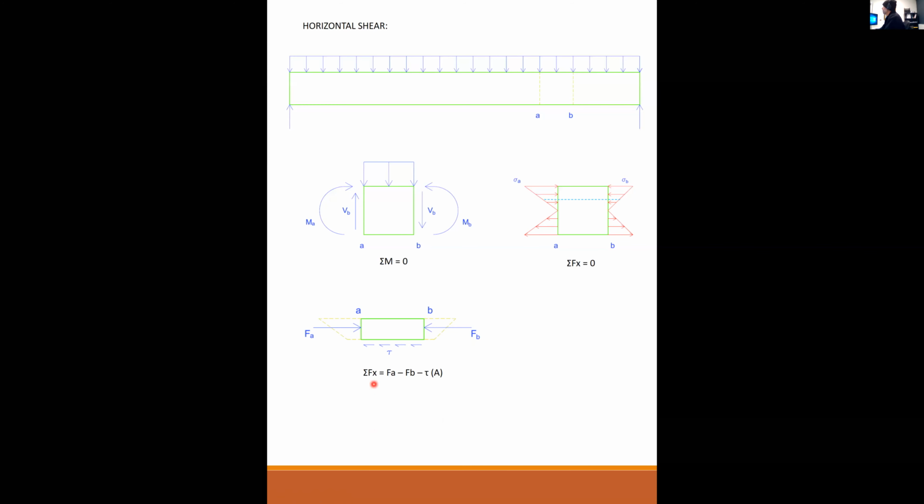If I sum all the forces in the x direction, then FA minus FB minus, now we need this tau. This is a shearing stress, and this tau is what is horizontal shear. This tau, the horizontal shearing stress, times the area of this surface is what balances the equilibrium for this whole piece. So FA is larger than FB, so I need this tau horizontal shearing stress to balance everything so that it equals 0.